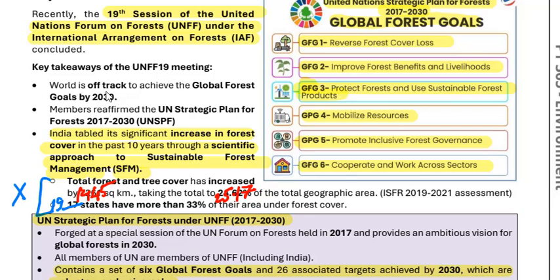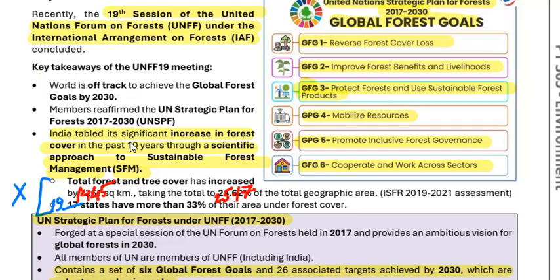The world is off track to achieve the global forest goals by 2030. Members affirm the United Nations Strategic Plan for Forest 2017 to 30. This is important in itself, that the United Nations Strategic Plan for Forest is for the years 2017 to 30. Even this can be asked, whether it is 2015 to 30, 16 to 30, 17 to 35, or 25. This type can be asked, and 17 to 30 is the correct answer. So you have to remember United Nations Strategic Plan for Forest 2017 to 30.